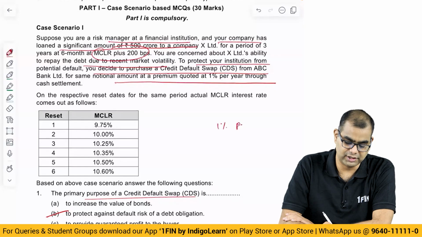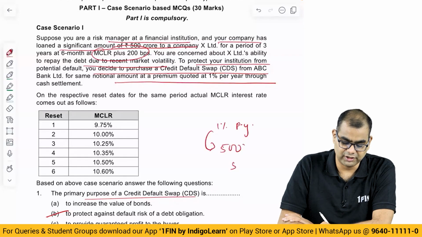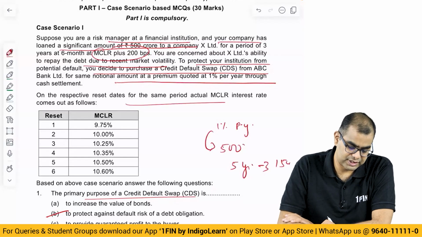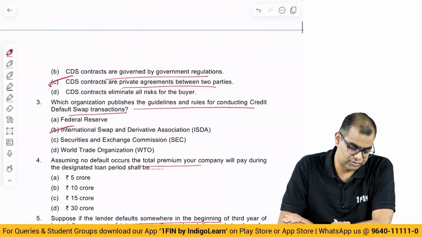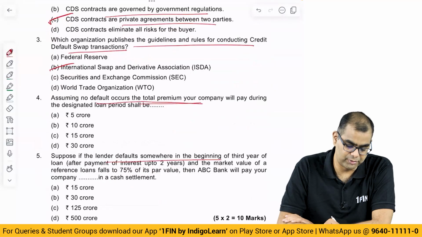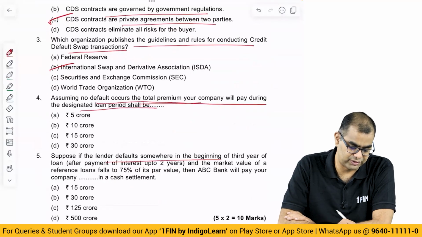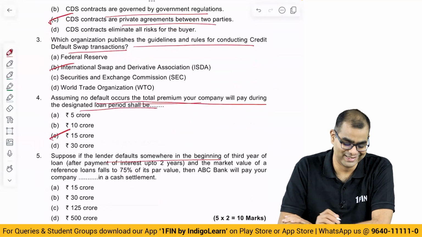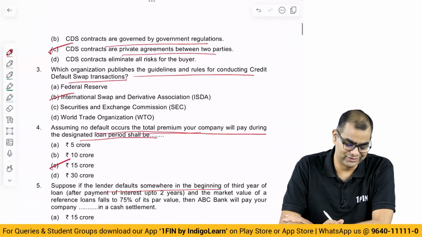1% per year of what? Of 500 crores. So how much is it per year? Per year 5 crores. So for 3 years, 15 crores. Okay, and MCLR as follows. Now let us see what the question is. Assuming no default occurs, the total premium the company will pay during the designated loan period shall be 15 crores. Simple. We just computed it here, 15 crores.